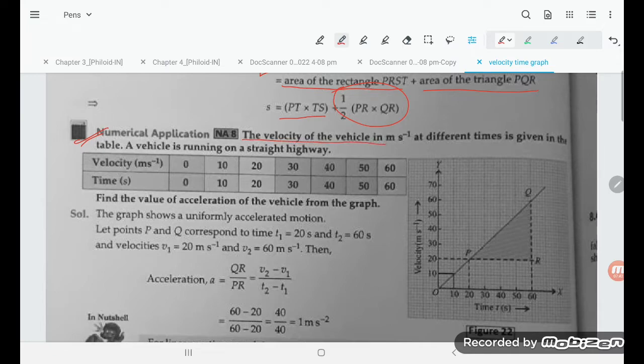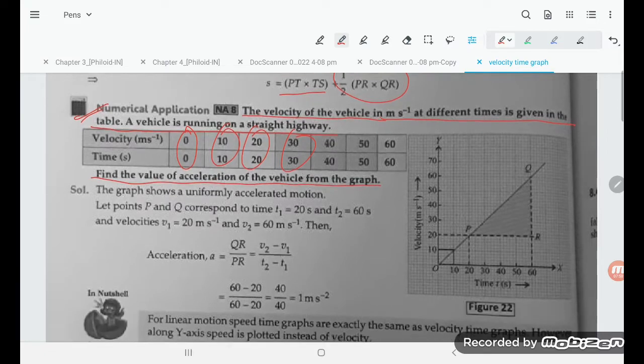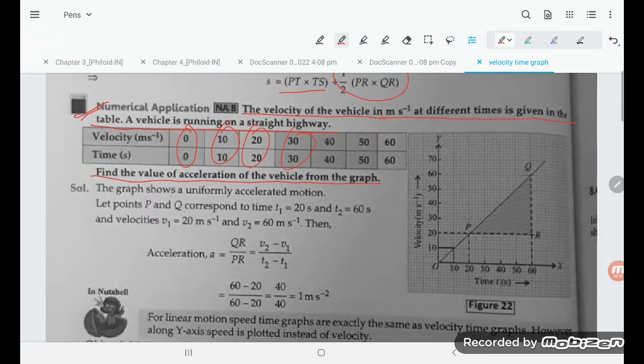The velocity of the vehicle in meters per second at different times is given in table A, for a vehicle running in a straight line. So velocity 0, 0, 10, 10, 20, 20, 30, 30, this is there. Find the value of acceleration of the vehicle from the graph. So that is the graph, the uniformly accelerated motion. Let us take points P and Q corresponding to times T1 and T2. Okay, so 20 they are taking for T1 and T2 is 60.